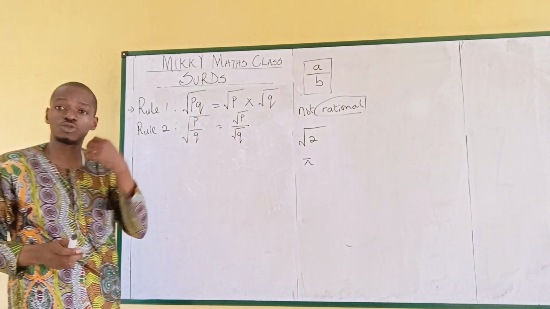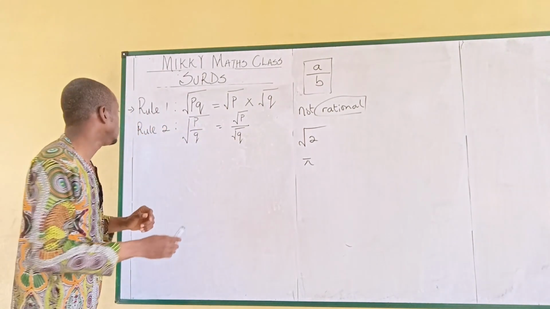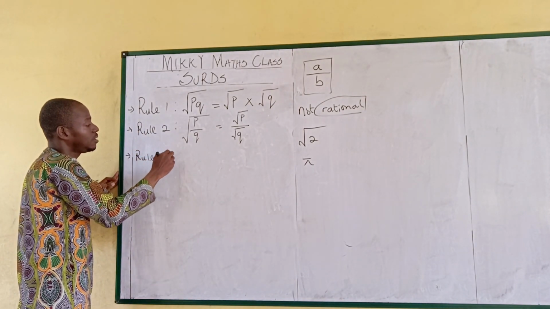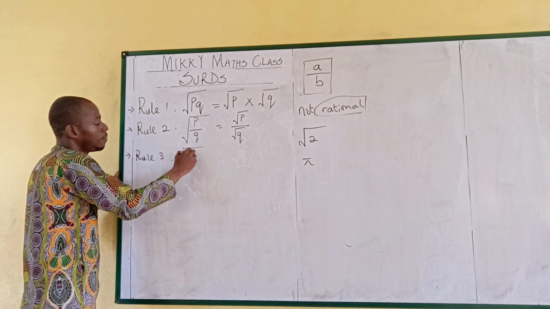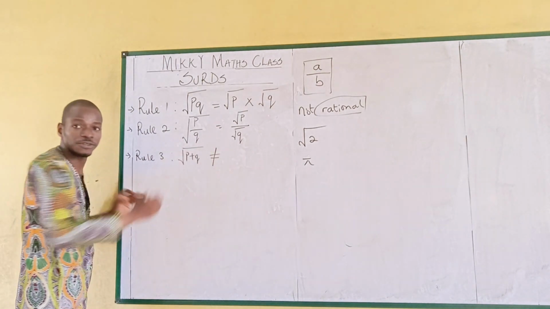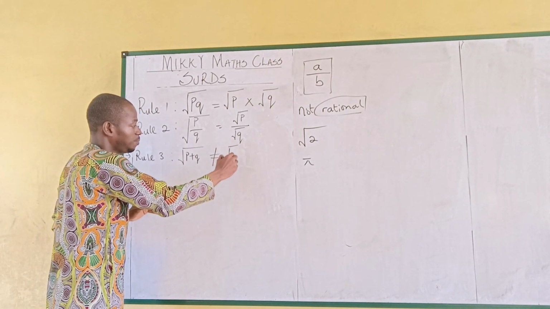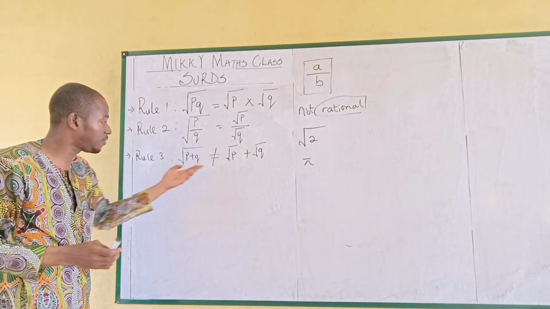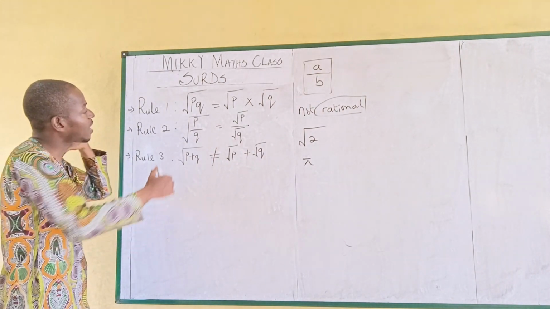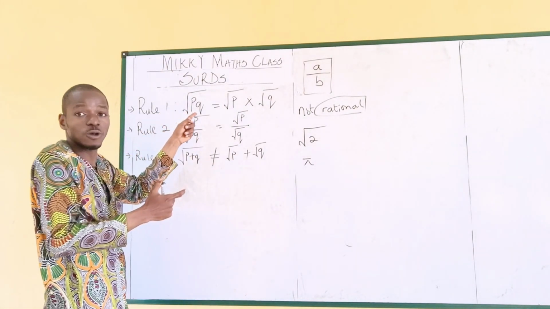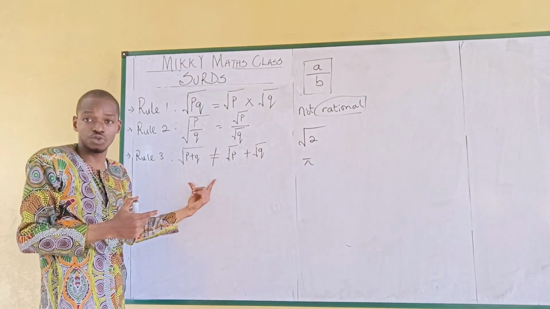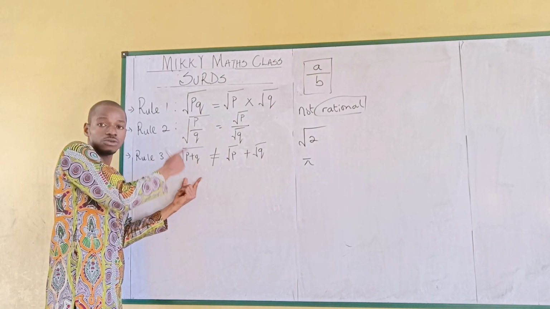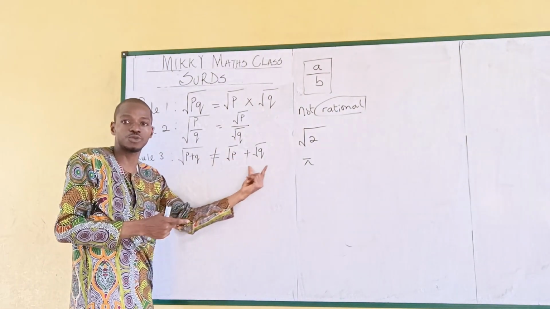Now take note, this is where a lot of students make mistakes. The third rule, which is a caveat: root of P plus Q is not the same thing as root P plus root Q. These two are entirely different things. Because I can split multiplication does not mean I can split addition. Under surd rules, this is not possible. Root of P plus Q is not the same thing as root P plus root Q.